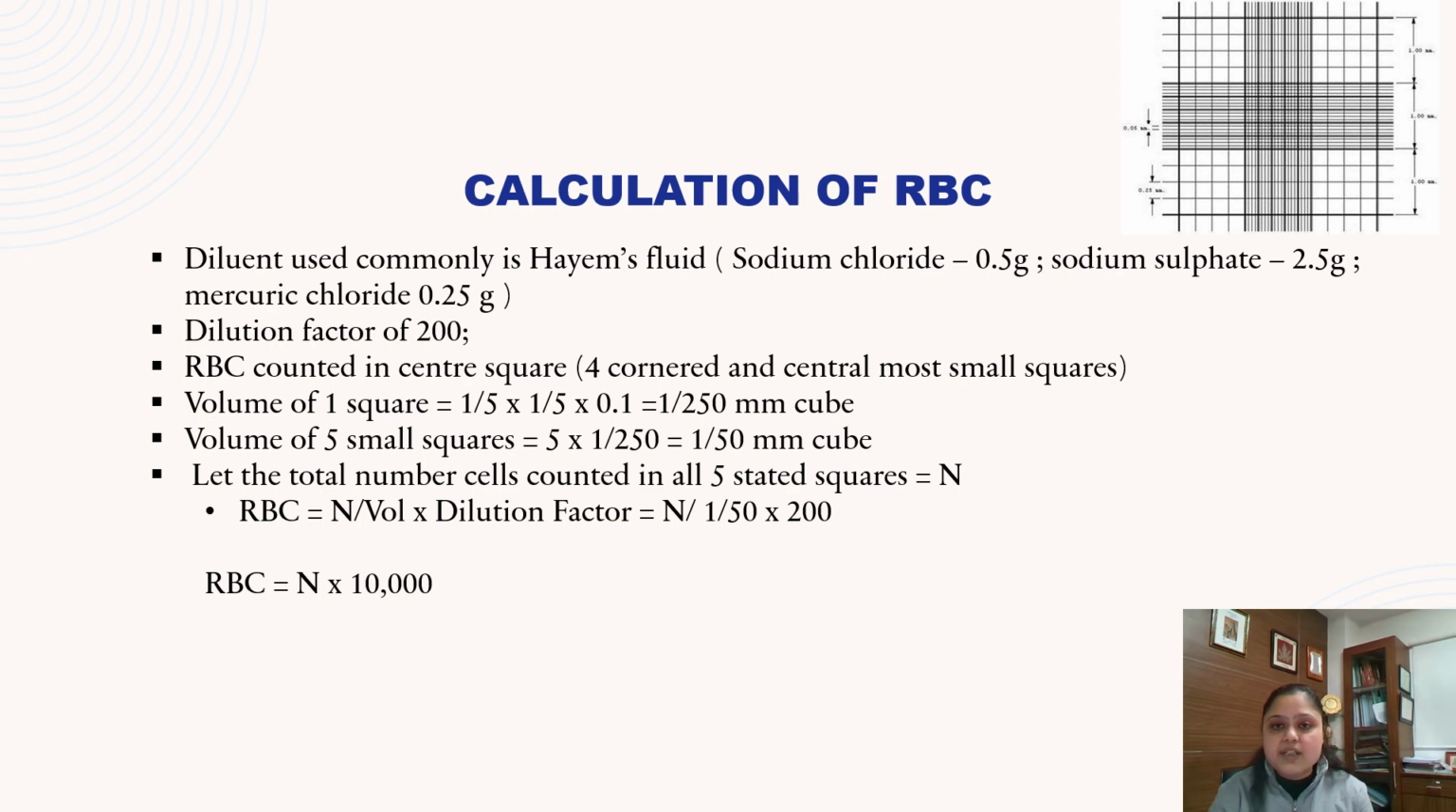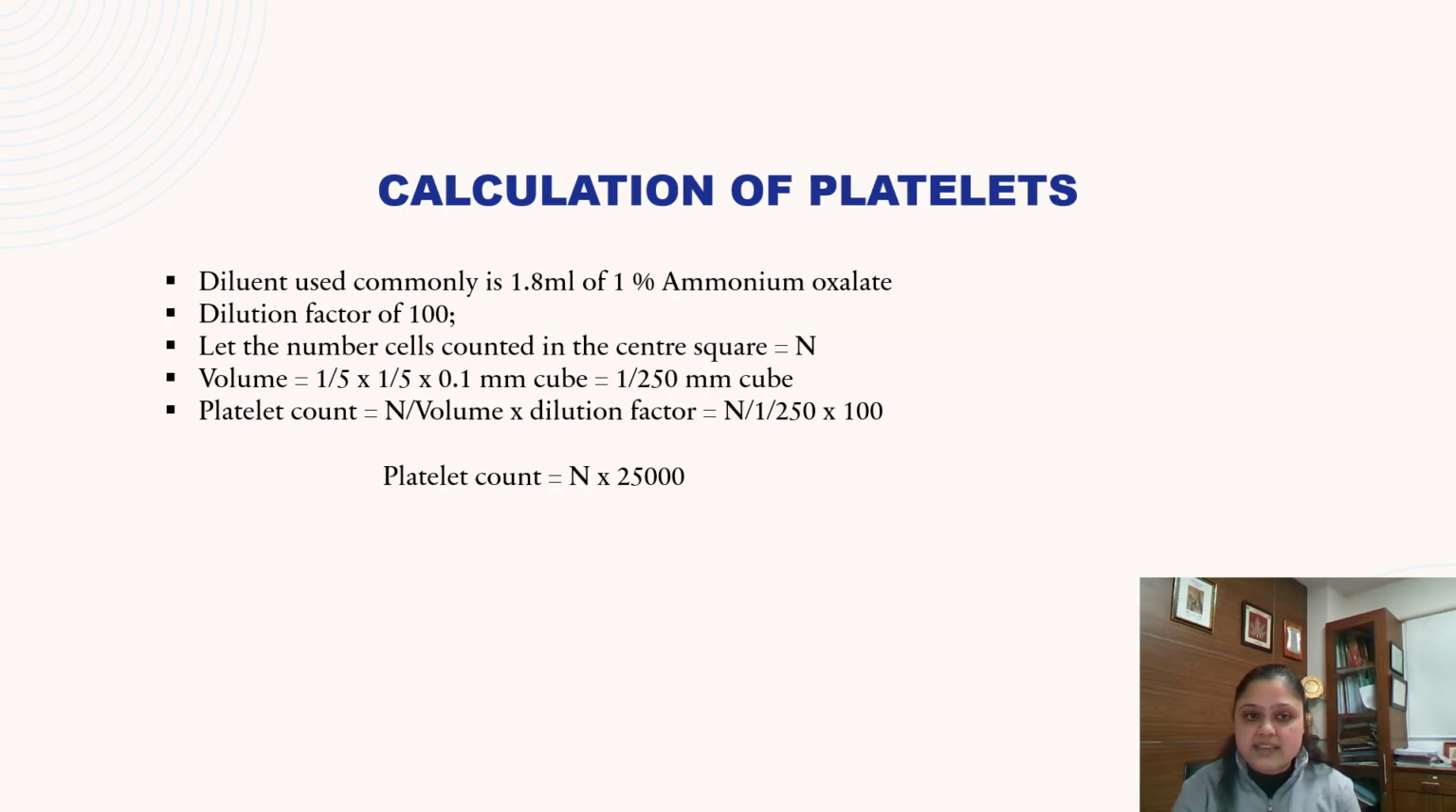Now coming to the calculation of the platelets. The diluent that we use commonly here is 1.8 ml of 1% ammonium oxalate, and the dilution factor being considered is 100. The platelets we are going to count in the centermost 25 squares. Using the similar formula, that is n by volume into the dilution factor, we will calculate the platelet count. That comes out to be n by 25,000.